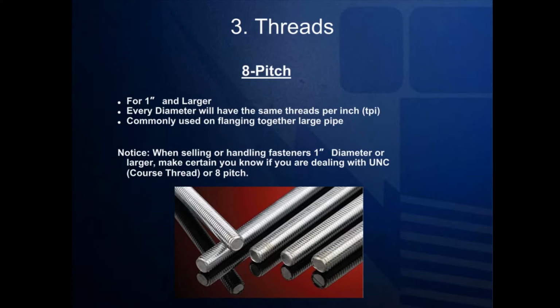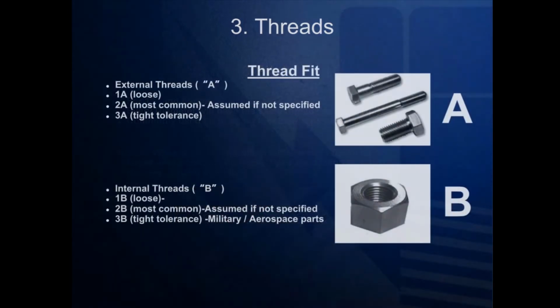The 8 thread series is also used where the engineer is looking for a compromise between coarse and fine thread series. 8 threads per inch are more resistant to vibration loosening than coarse thread. We previously talked about thread pitch and also threads per inch. Now we will actually talk about the thread fit, which is a measure of the looseness or tightness of mating threads. For unified inch threads, there are 3 different thread classes that exist.